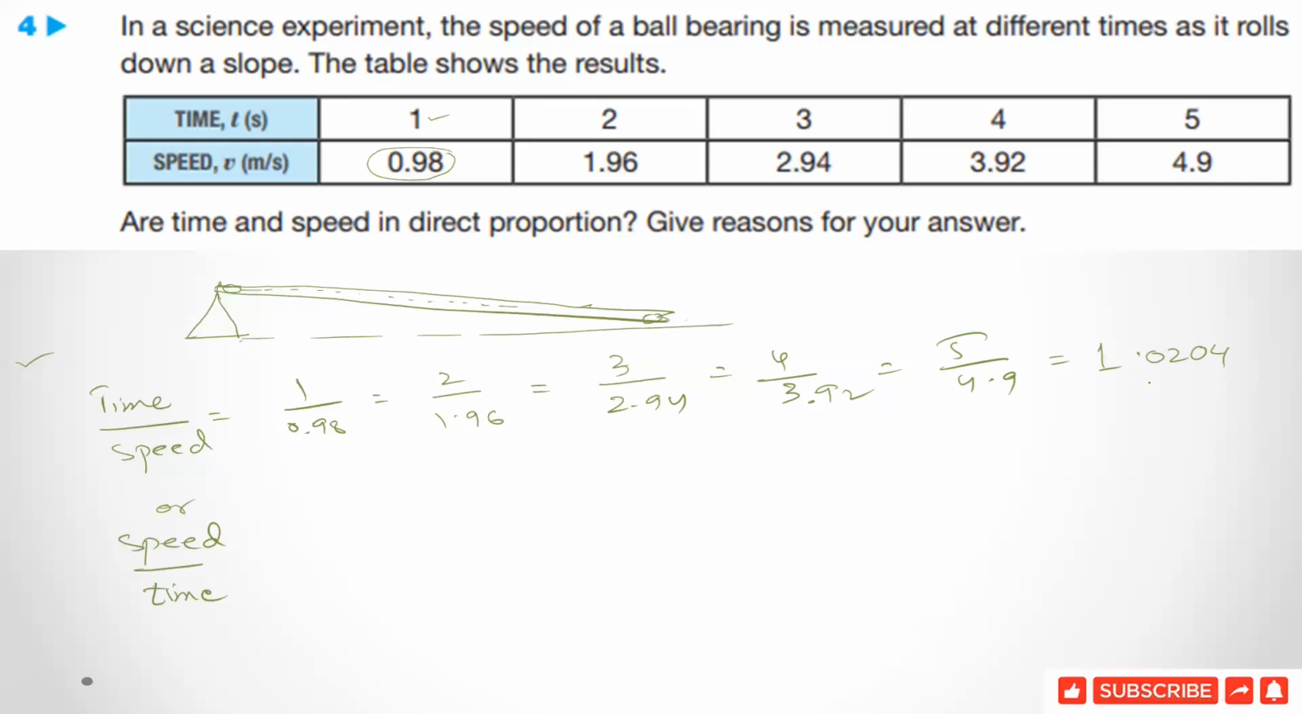Now, this is the ratio, time over speed. For all these entries it is the same, which is a constant rate. That's why we say that these two quantities are directly proportional.